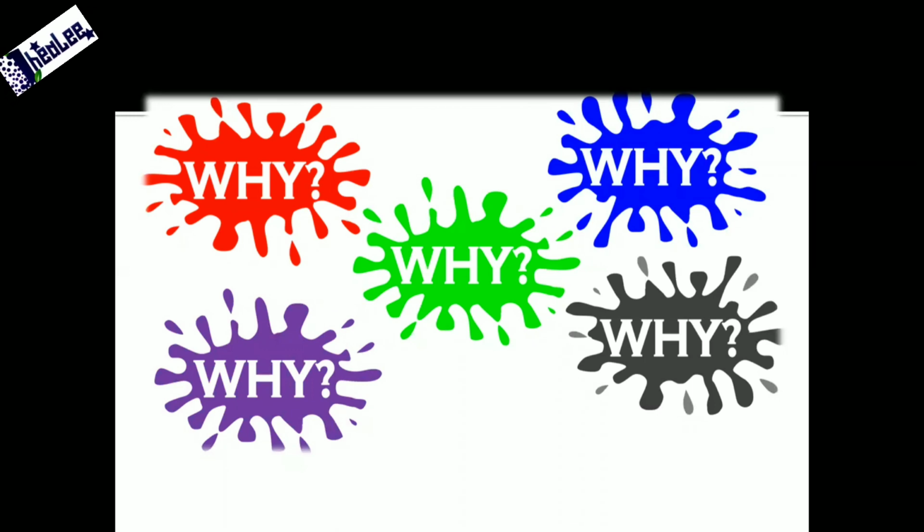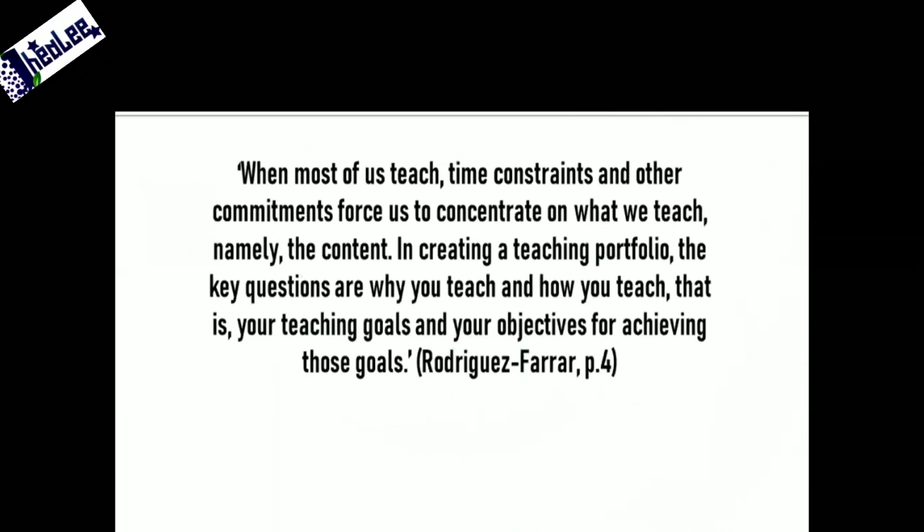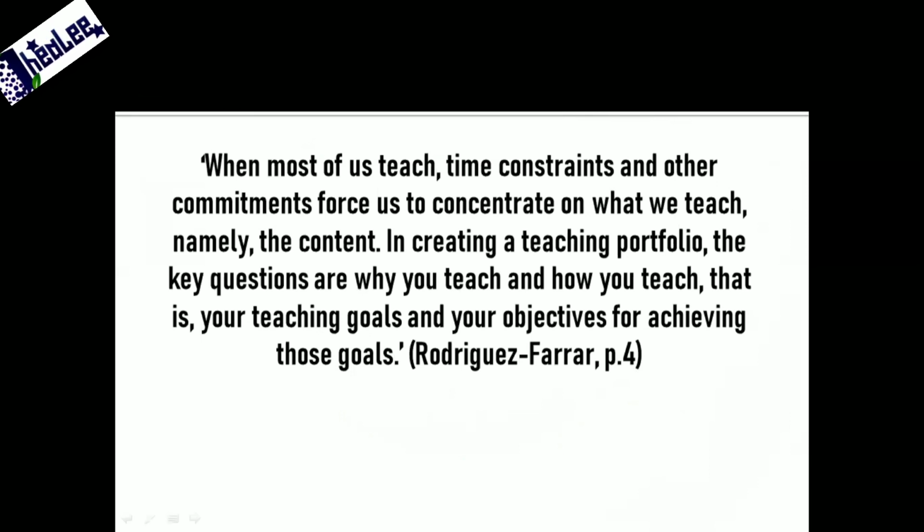as a teacher. So a quote right here states, when most of us teach, time constraints and other commitments force us to concentrate on what we teach, namely the content. In creating a teaching portfolio, the key questions are why you teach and how you teach. That is your teaching goals and your objectives for achieving those goals.